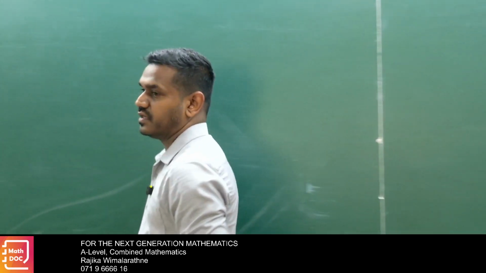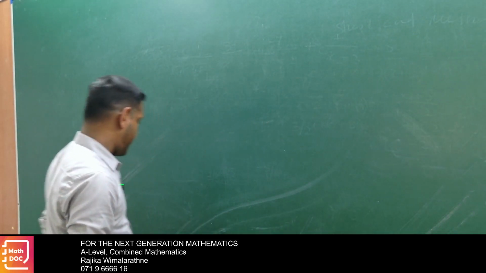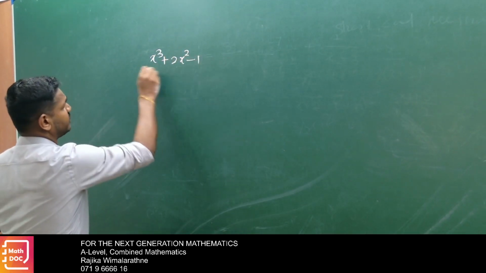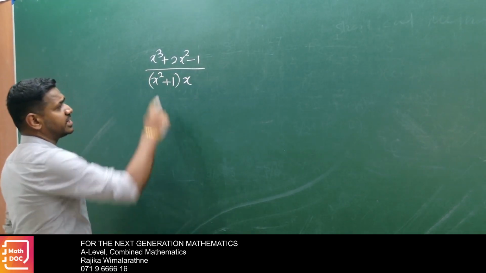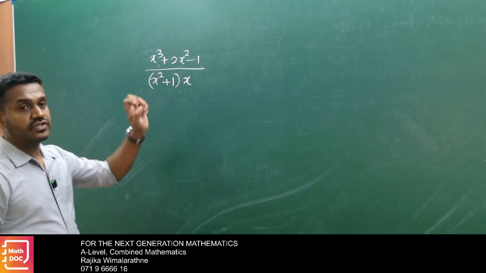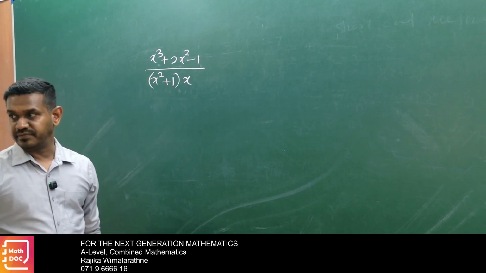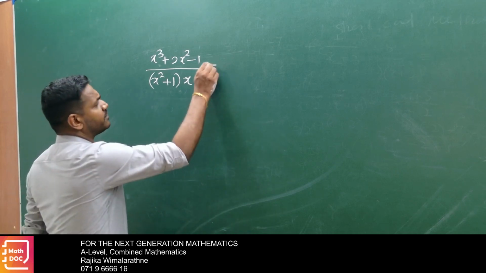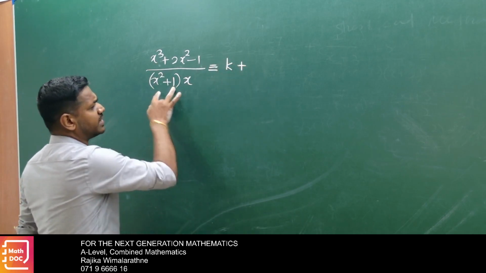Okay, now you do with me this section: x cube plus 2x square minus 1 over x square plus 1 times x. This is also an improper one, no? Here degree 3. Do with me. Here degree 3, put constant k. Here quadratic 1.